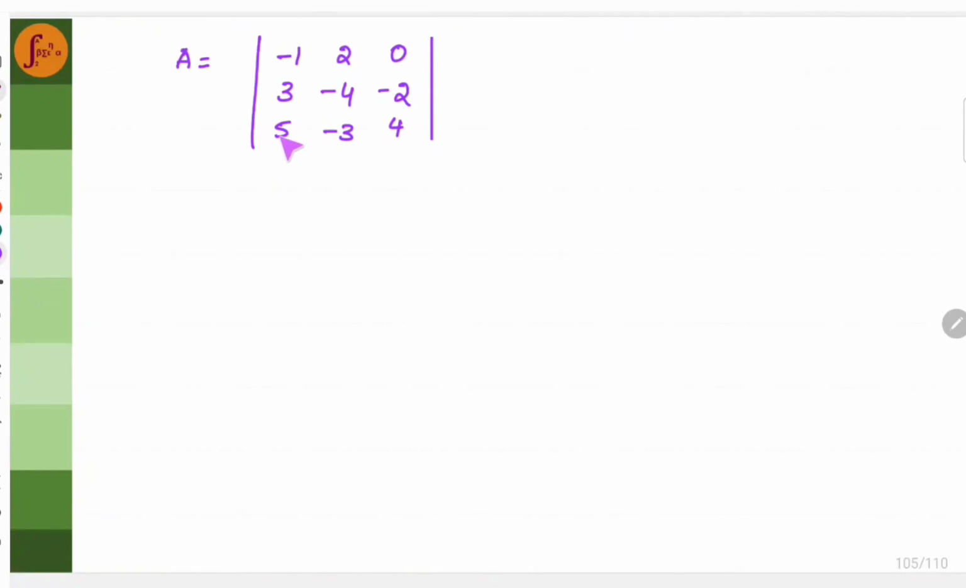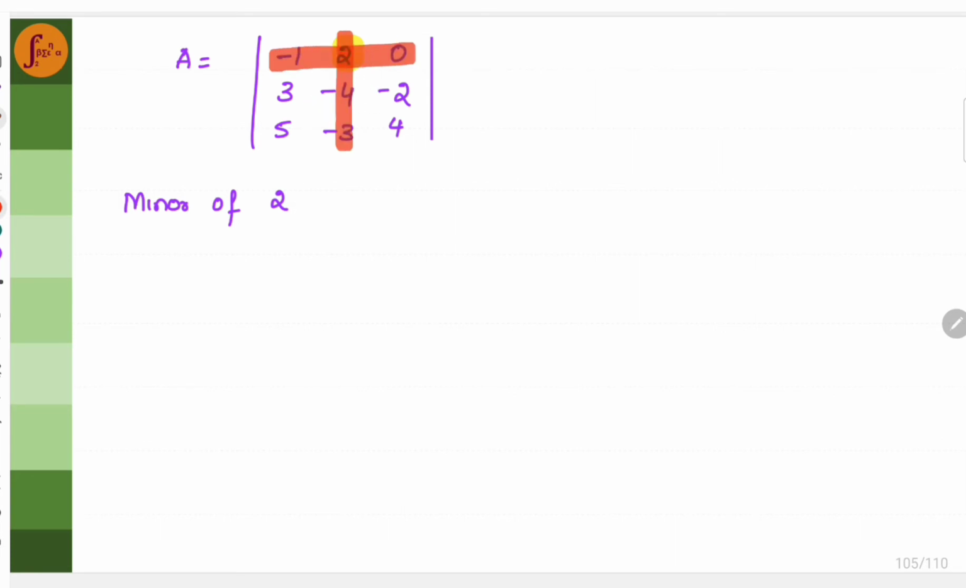Let's find a few more minors and cofactors of a few elements in this particular determinant. Let's do that. So let's say we want to find minor of 2. We want to find the minor of this particular element. So what we'll do, we'll delete this particular row, and delete the column in which it is there.